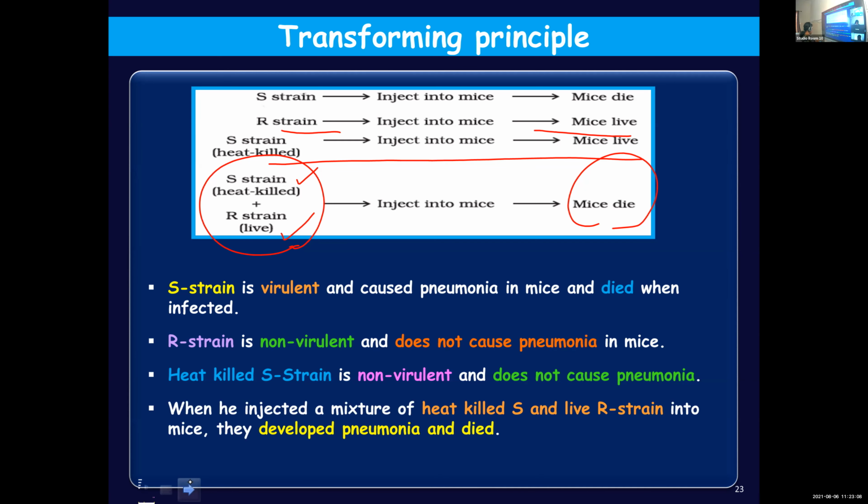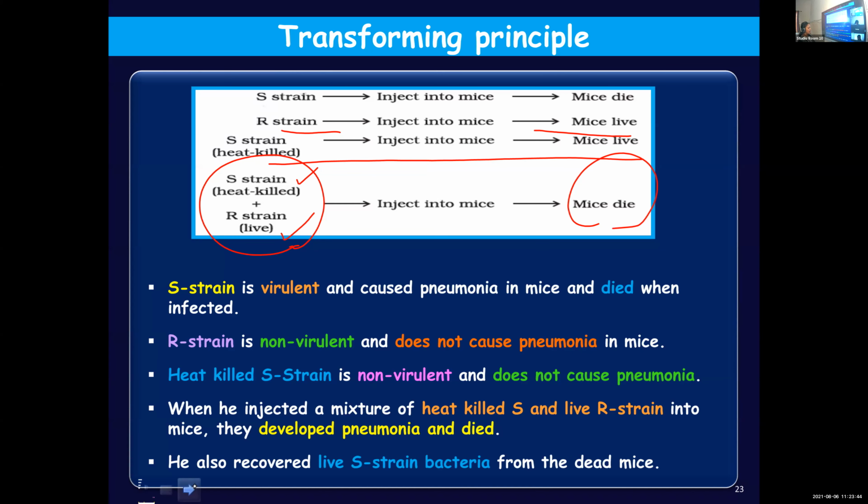But when he injected heat killed S and live R strain, they developed pneumonia and died. So in the beginning, the scientists were finding it difficult to find out what might have happened, because separately both are harmless. Heat killed S cannot cause pneumonia, live R strain cannot cause pneumonia. But what made the mice die when a combination of both were injected into them?